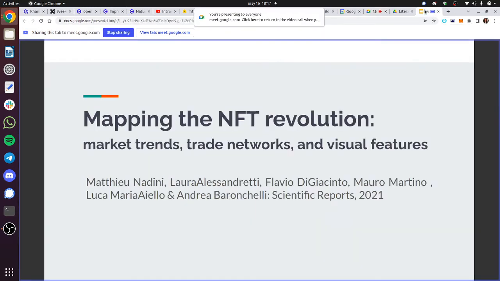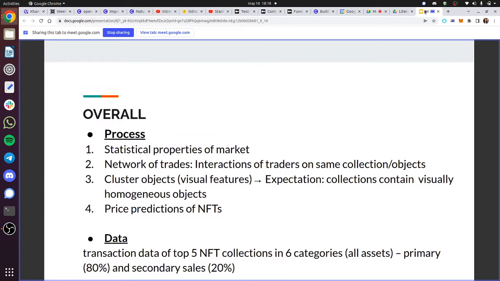Okay. So I want to do the text that maps the NFT revolutions about the market trends, the trade networks, and the visual features. Next, please.